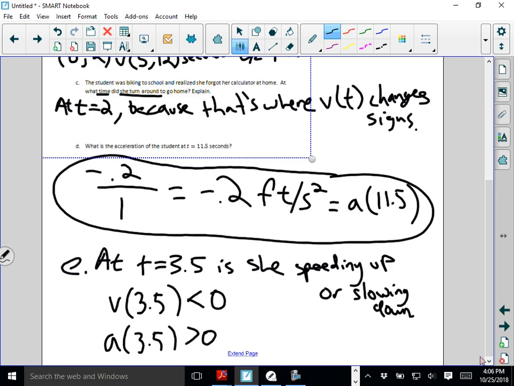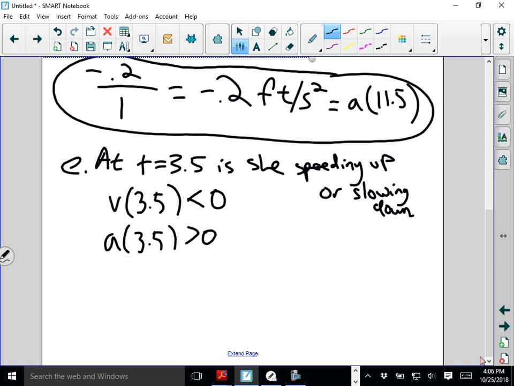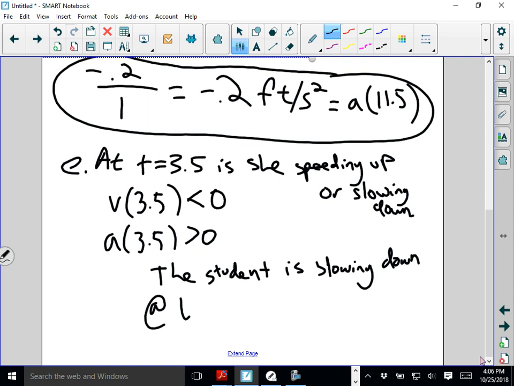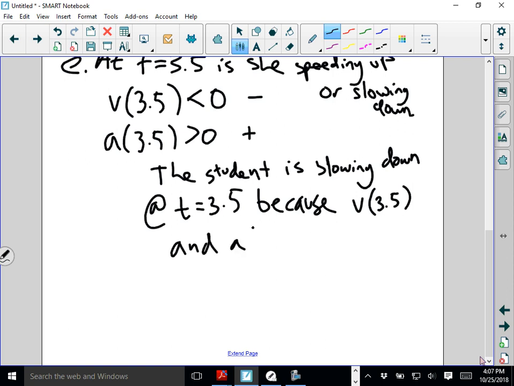So now I can answer the question. The student is slowing down at t equals 3.5, because, again, what was I looking at? Well, I was looking at the sign here. This sign is negative, this sign is positive. The signs are different. So I have to say that, but I want to specifically say the velocity and acceleration signs are different. So I'm going to say because v of 3.5 and a of 3.5 are different signs.